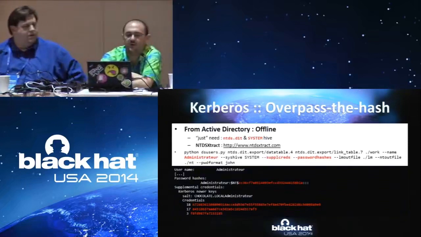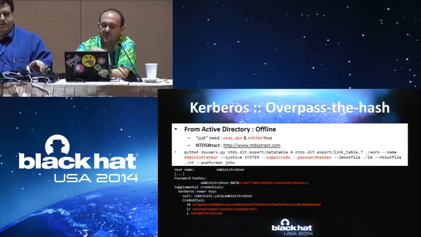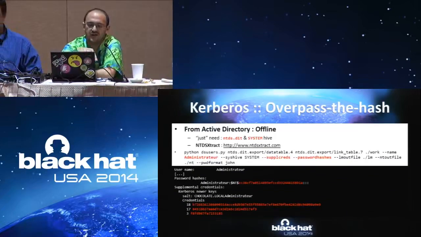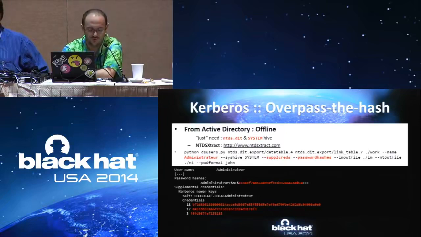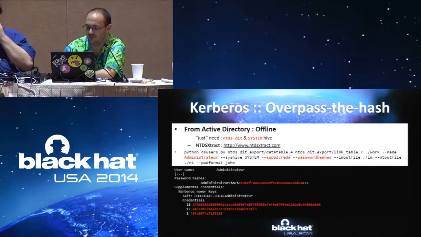So now we will speak about overpass the hash, but for this part you need to have the key. Technically, to get this key you can use NTDSXtract. This is a tool on Unix to dump NTLM hashes. I'm pretty sure that a lot of people here have already used it, but this tool can also dump AES keys with the right command line, like you can see on this slide. So if you grab the NTDS.dit file and the SYSTEM hive of the domain controller, you have the keys for all accounts on the domain.